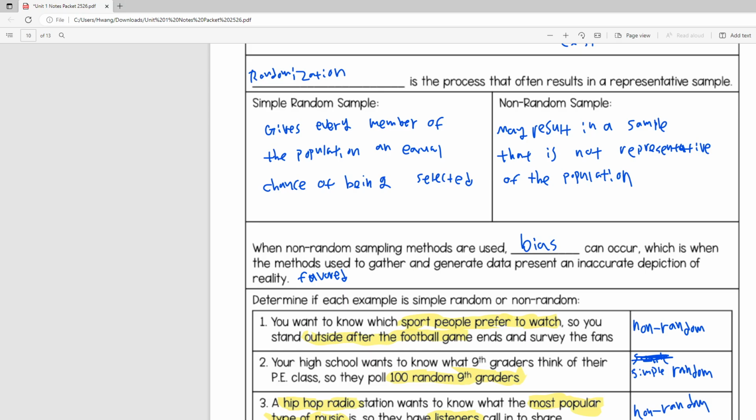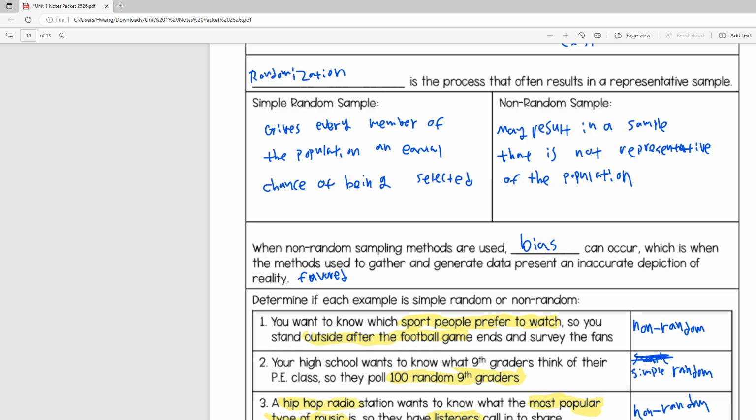So if you ask those people, they will answer, "Oh, I love hip hop," and that is already biased data because these people are not randomly chosen. They are chosen within a range where they are expected to love hip hop. So this is a non-random sample. What about the fourth one?